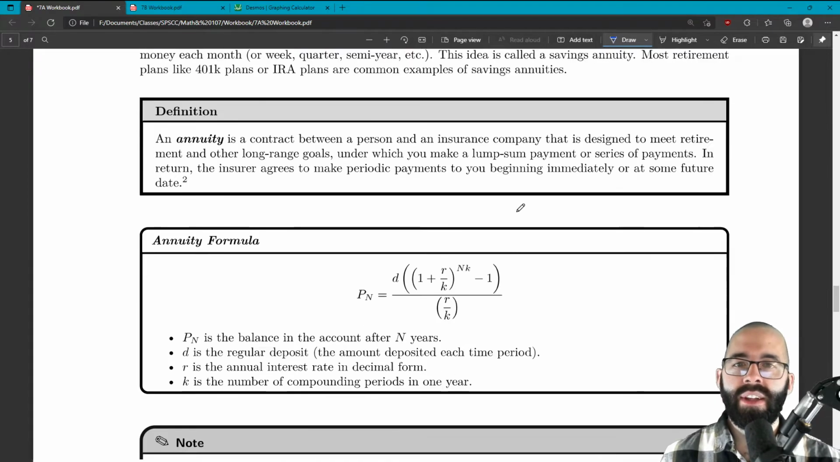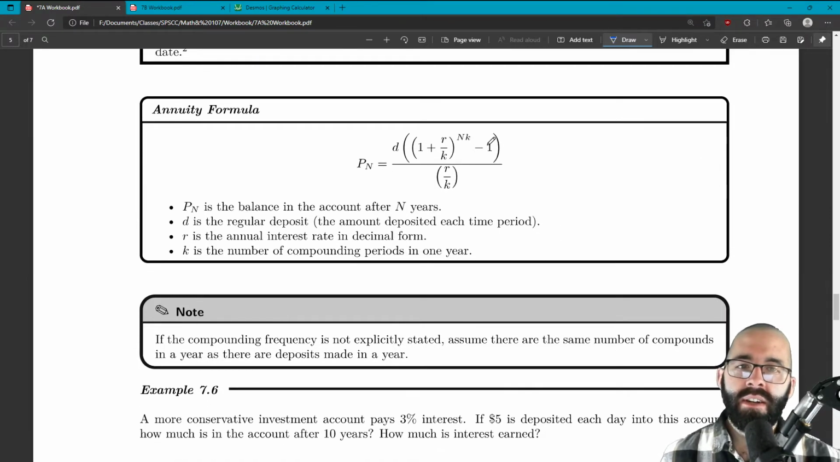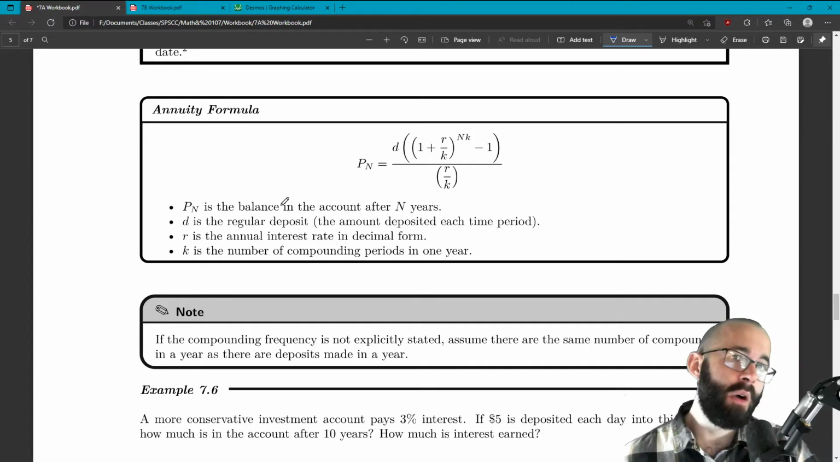So we've got a more technical definition if you want to read it, but that's essentially what we're talking about. We have a formula, and these letters almost all mean the same thing. P sub n is still the balance after n years. R, still the interest rate. K, still how many times in a year it compounds. The only thing new here is D. And D is just your monthly deposits or your annual deposits. It depends on the phrasing. But the important thing is it's a regular deposit and you know what your time frame is. A lot of times in the homework, we'll be talking about monthly deposits.